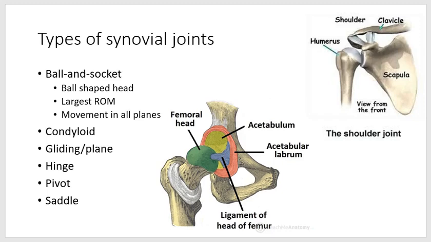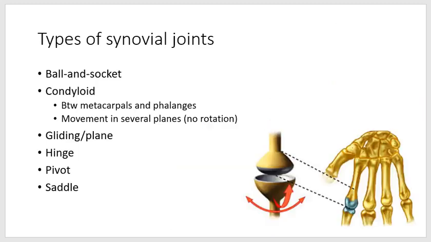The next one up is your condyloid joints. Your condyloid joints are going to be the joints between your metacarpals, or those bones that make your palm, and your phalanges, or the bones that make your finger. So it's always going to be between that proximal phalanx and metacarpal. If you look at it, it's kind of a little circle in a bowl. So here's that metacarpals, here's that first phalanx, and how it sits in there.